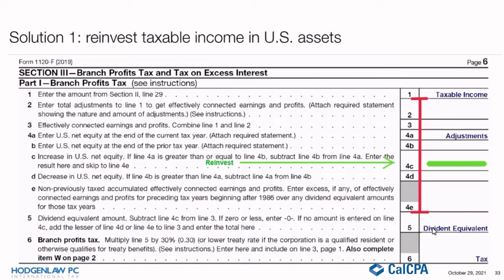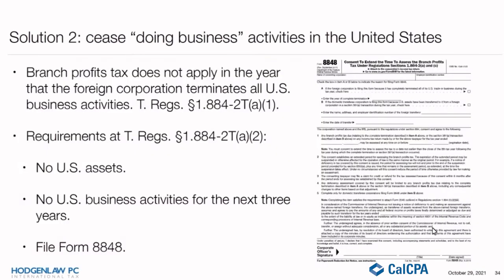But the basic idea is in the year that the foreign corporation sells the US real estate, you end up with no more US assets. You promise not to have any US business activities for the next 3 years, and you file Form 8848. And if so, then you don't have to worry about the branch profits tax. What that means is that the foreign corporation will pay corporate income tax on its capital gain, the end. That's the only tax imposed, the federal tax, I should say.